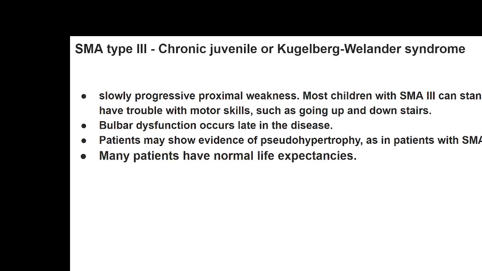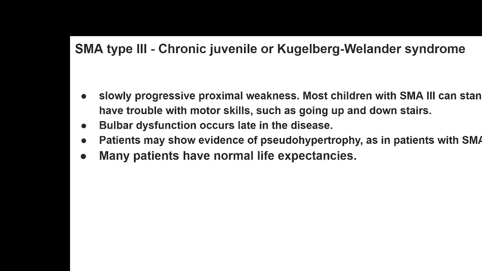Then type 3 is chronic juvenile, or Kugelberg-Welander syndrome, where there could be slowly progressive weakness, proximal weakness, in the sense that the thicker muscles are involved. They can stand and walk but have trouble with motor skills. They may not be able to do normal day-to-day activities. They cannot lift or hold an object, or they may find it difficult going up or down the stairs, but they can stand and walk on level ground.